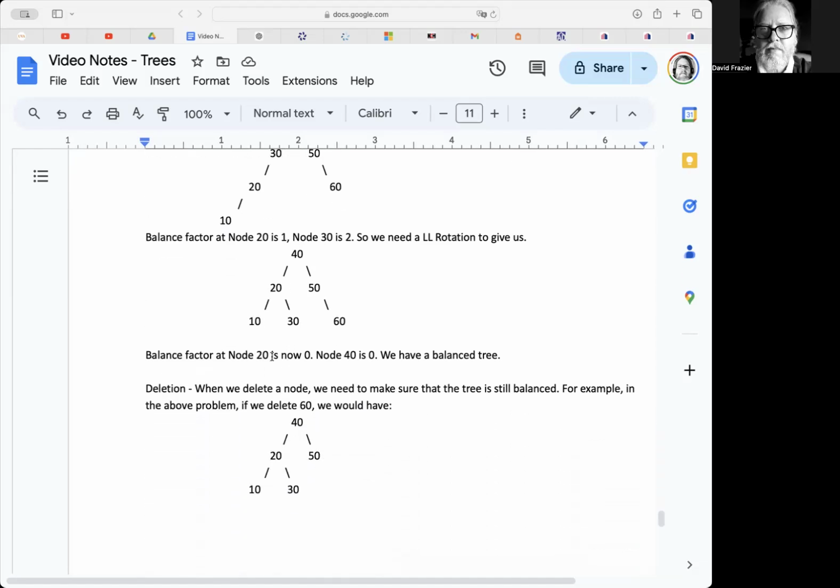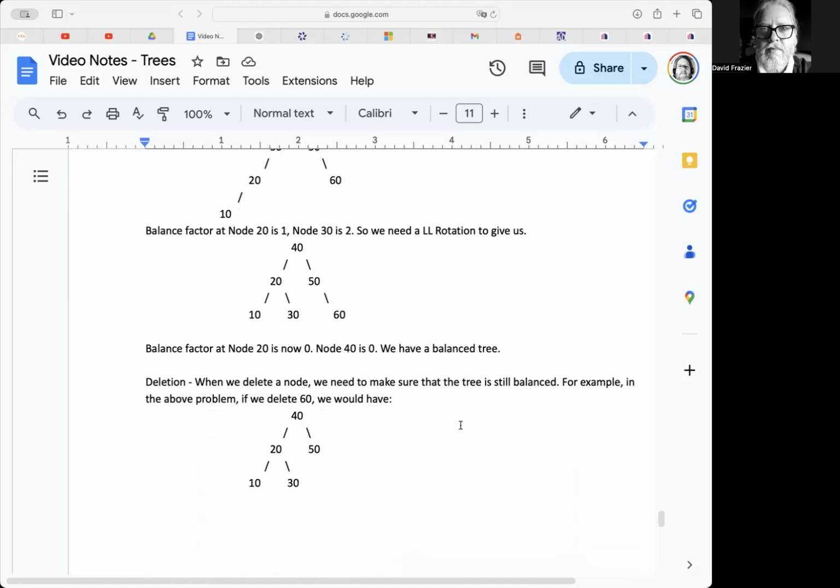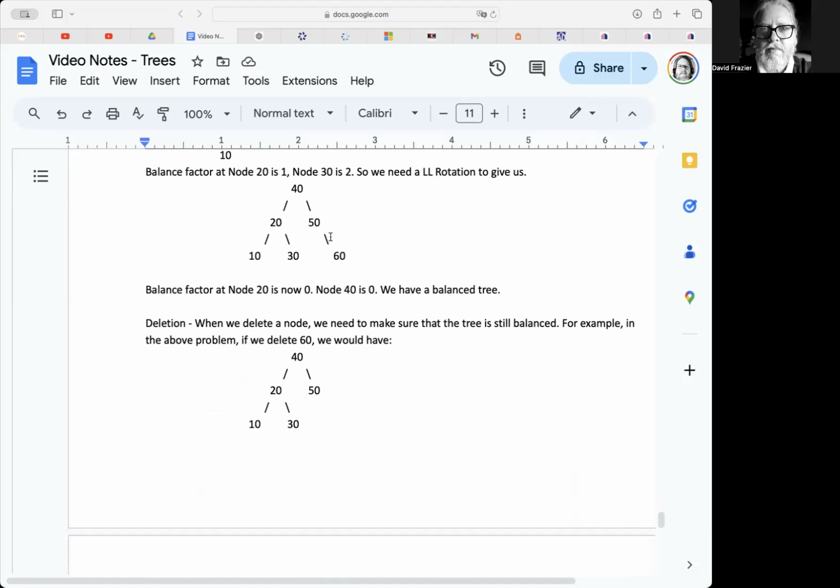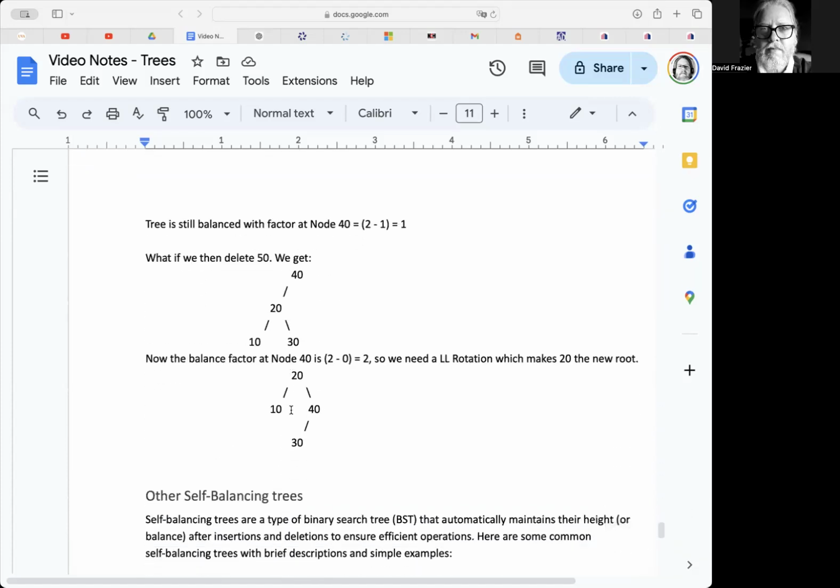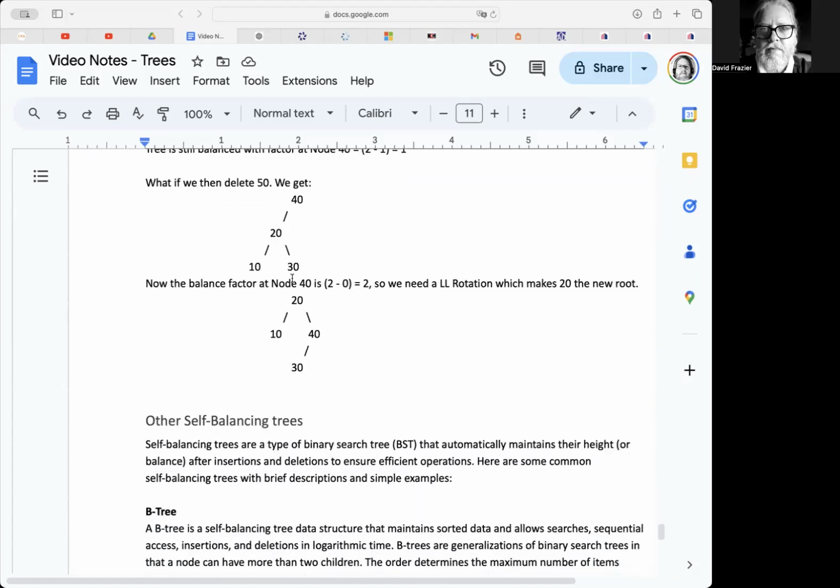Okay. So when we delete a node, you again have to make sure that the tree's still balanced, and you delete in a recursive fashion as well. So from this tree, if we delete the 60, we would have to calculate that the 50 is, of course, now a 0, and the 40 is 2 minus 1, which is a 1, so we're still okay. But if we then delete the 50, now we're in this situation. So this would be a 2 minus 0, or 2. So we have to do a left rotation to grab the 20, pull it up, and that will take care of our things here. Okay.